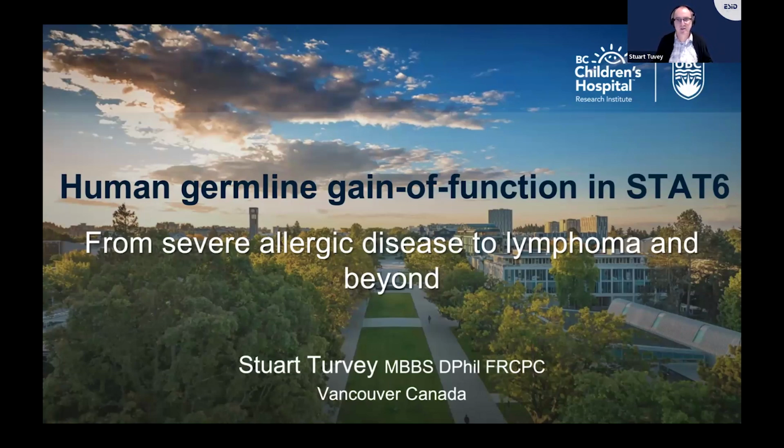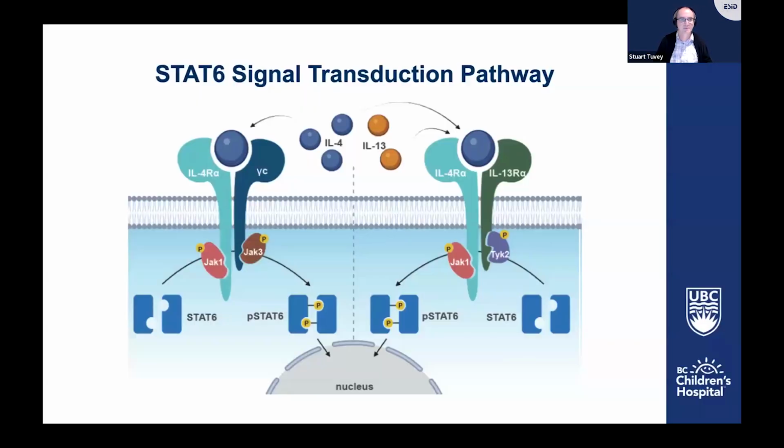I'm delighted to share with you really what's the new kid on the block, the new primary atopic disorder, which is caused by germline gain of function variants in STAT6. And I think I'm in an easy position here because we've had such a wonderful introduction and highlighting some of the key pathways involved in allergic inflammation.